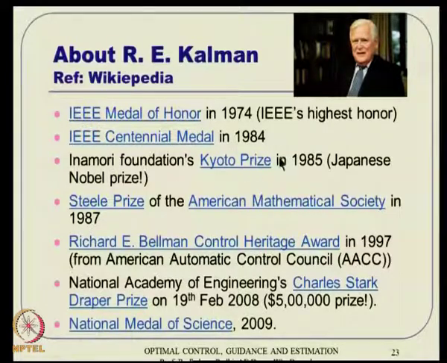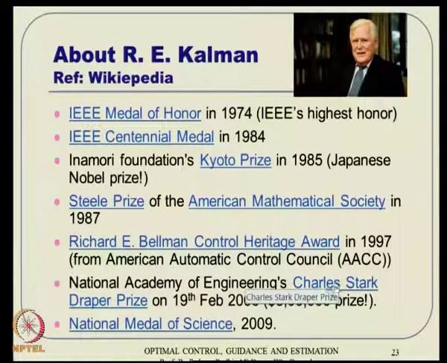And then there is a Kyoto Prize from Japan, which is regarded as the Japanese Nobel Prize. He has got that also. Then the American Mathematical Society has something called the Steele Prize, the highest prize in that society, which he got in 87. And then the Richard E. Bellman Control Heritage Award, which the American Automatic Control Council gives, that also he got in 97.